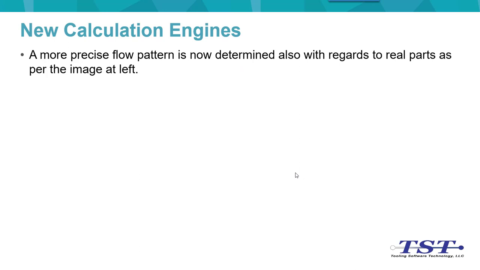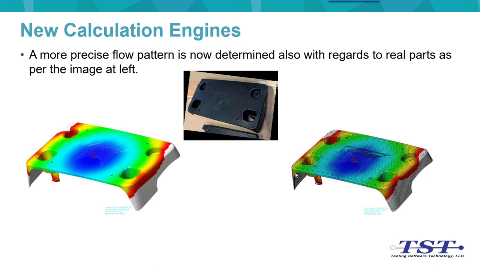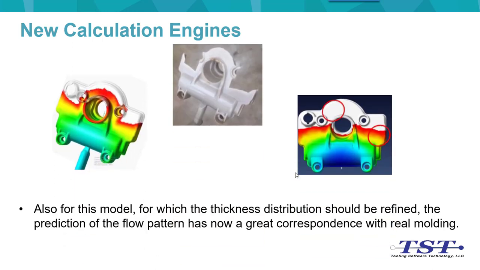And within the new calculations, there's a more precise flow pattern, which now is also determined with regard to the real part, as shown on the left, versus as shown on the right. So you can see the real part in the center, you can see the results on the left, and the results on the right, and you can see that there is an improvement in regard to those. Also for this model, you can determine the thickness distribution that should be refined, and the predictions of the flow pattern have been greatly improved upon. So you can see the flow predictions on the left side versus the right side, and you can see how it's vastly improved upon.